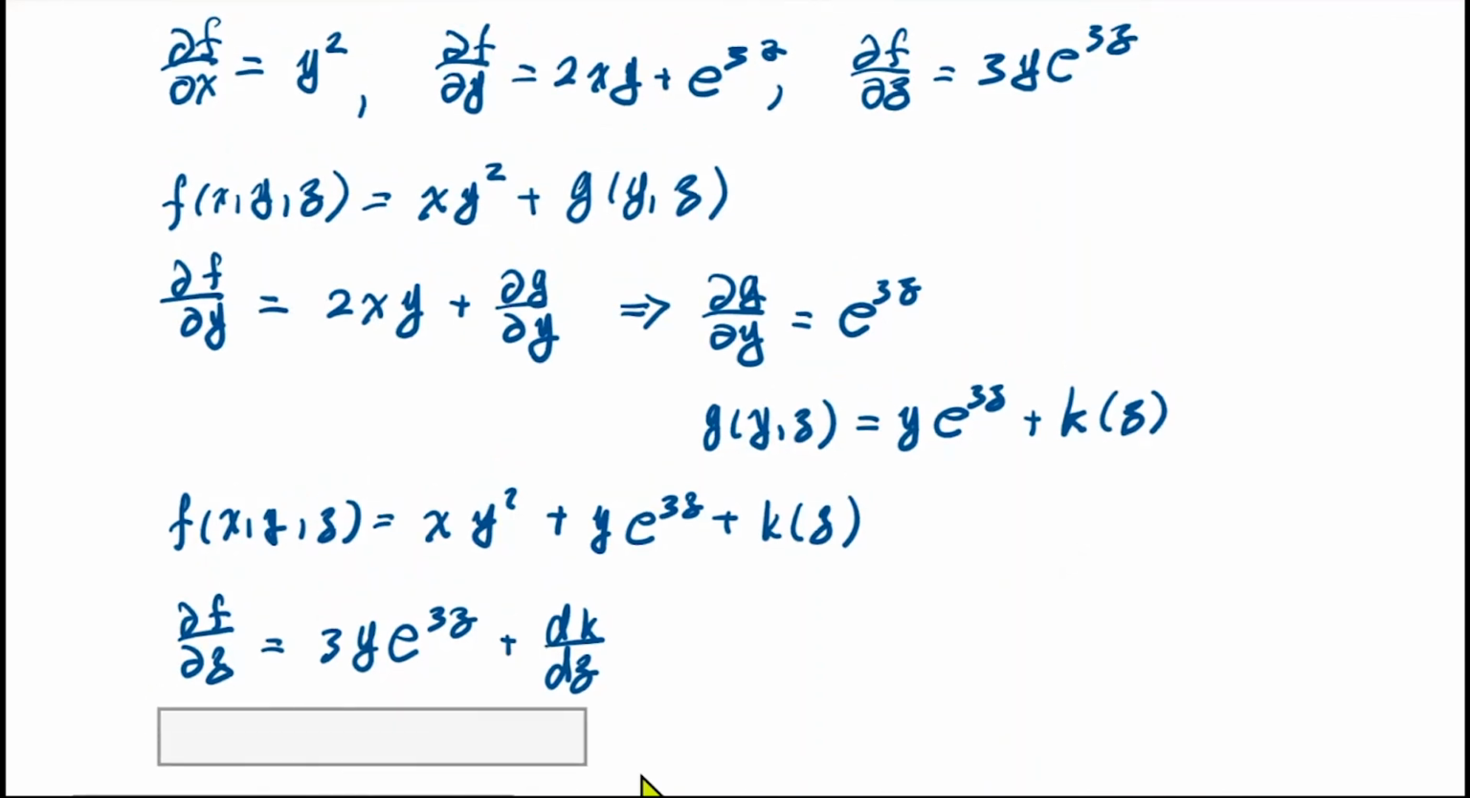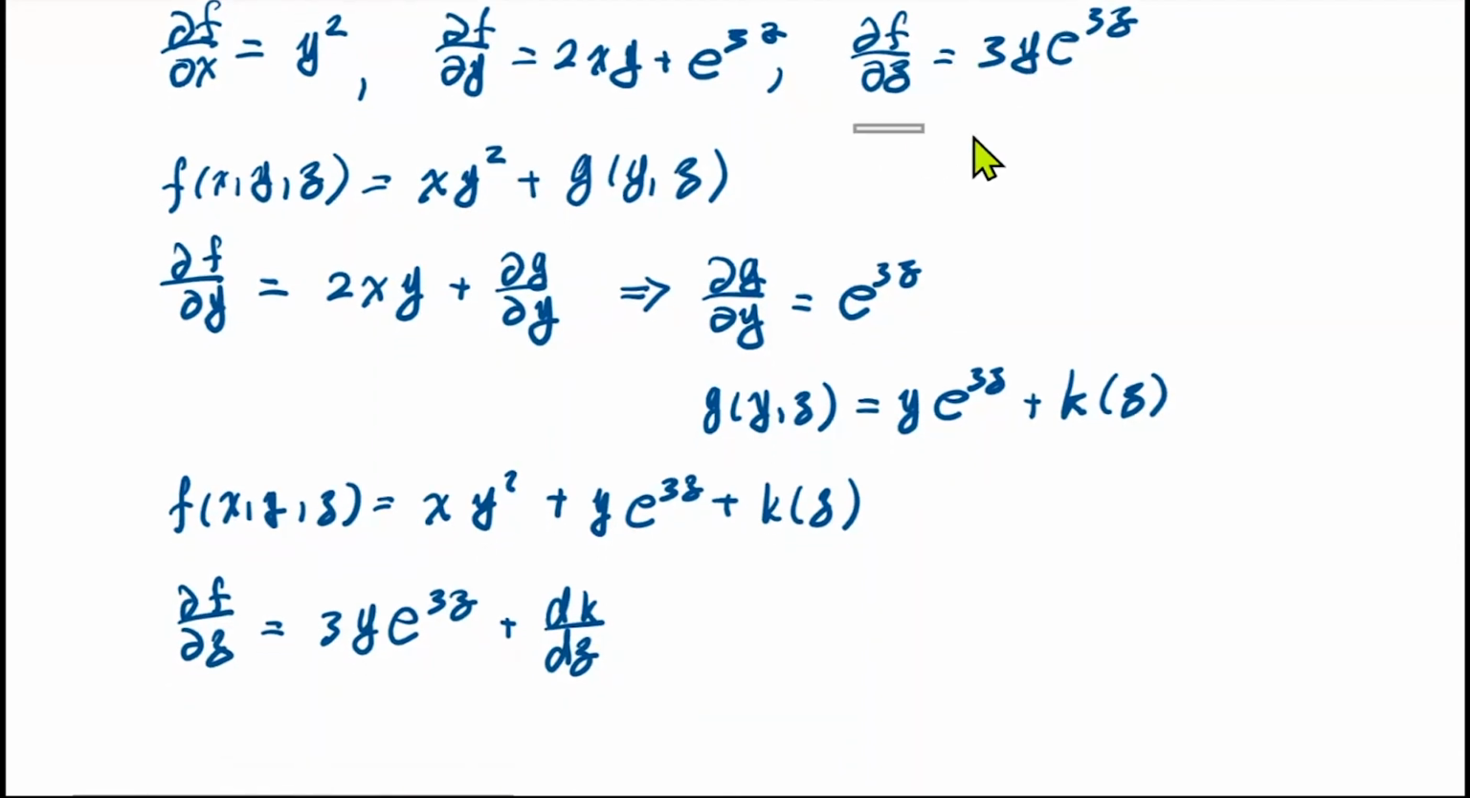Now I'm comparing this with that over there. That one does not have this term, so this must be 0. So that tells you dk over dz is equal to 0, which really tells you this is just a true constant. K, which may or may not have had variable z in it, is really just c. Good? Say yes. Are you with me or are you lost? Now is a good time to let me know.